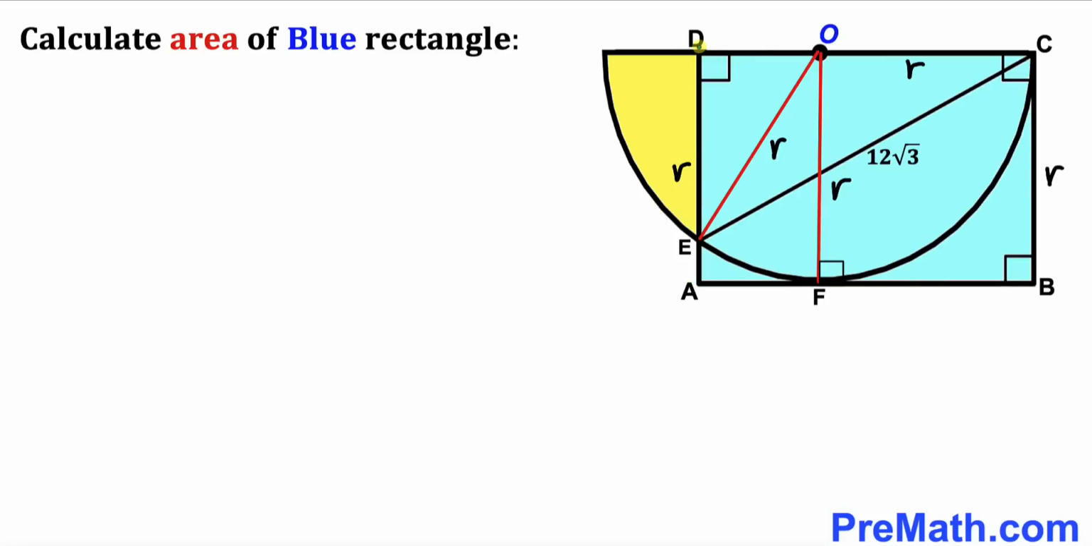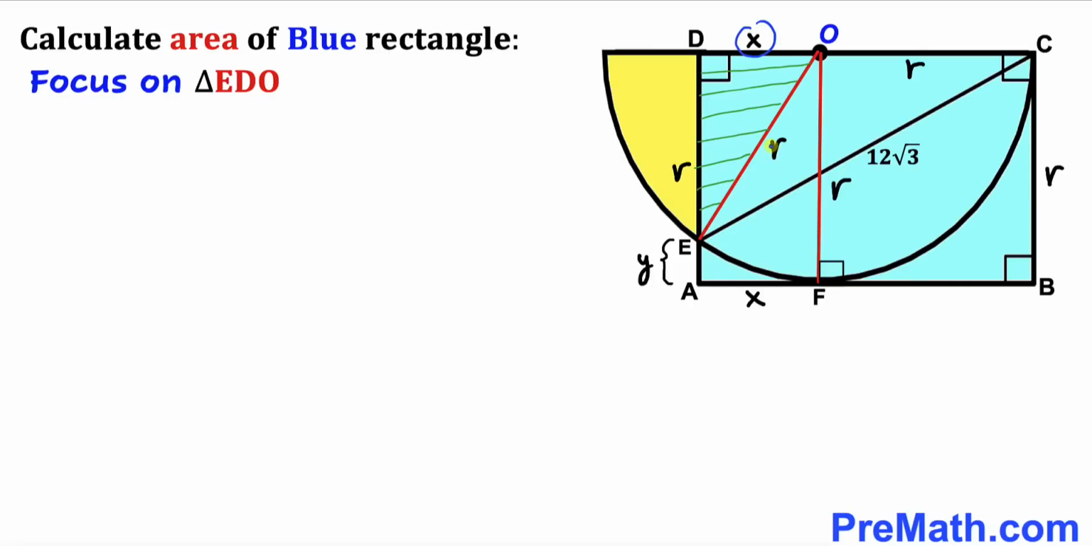Now let's assume that this distance OD is x units. Since we are dealing with this rectangle, this distance AF has got to be x units as well. And let's suppose that this distance AE is y units. Now let's focus on this right triangle EDO. We know its side lengths are x and r. And this other side length, ED, is going to be r minus y. So I can write this as r minus y.